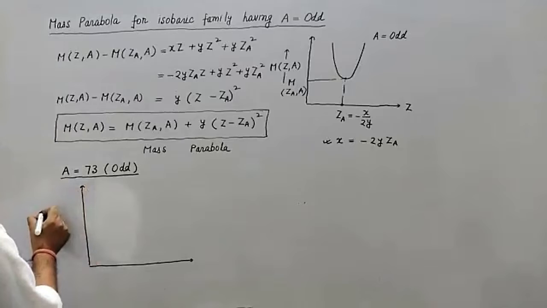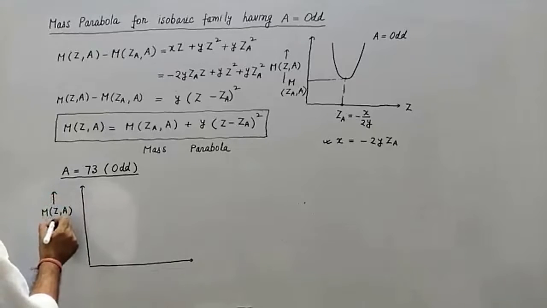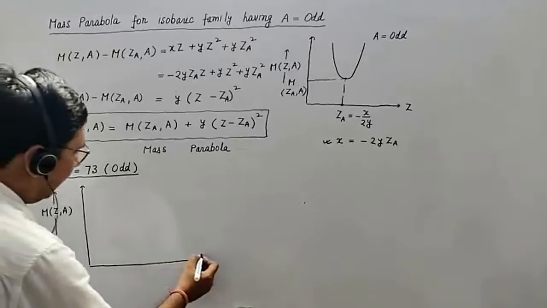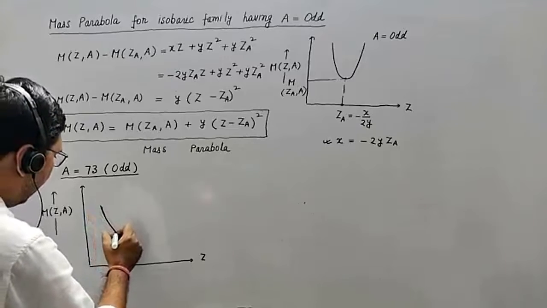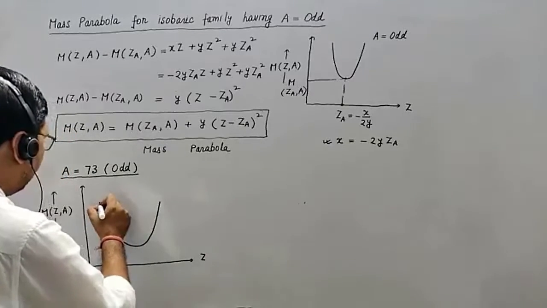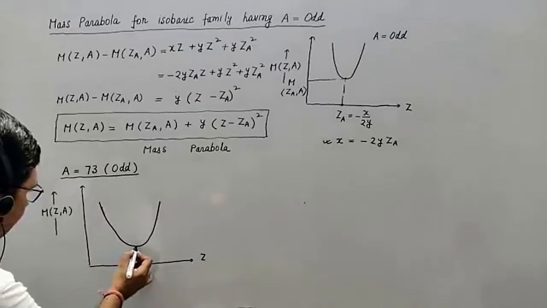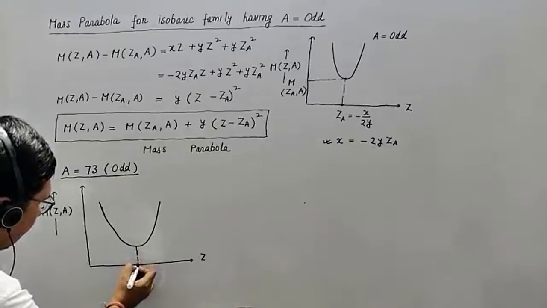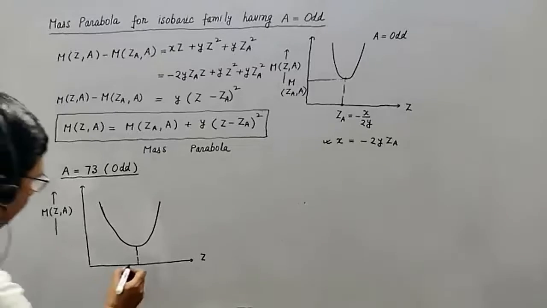Here on this side we have the mass of ZA, the mass of the different nuclei of this isobaric family. On this x-axis we will have the Z number, and we will have this type of mass parabola. Now on the Z-axis, this point is corresponding to 30, this is corresponding to 32.